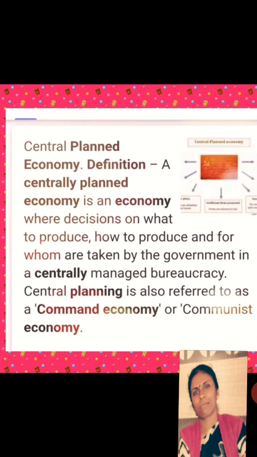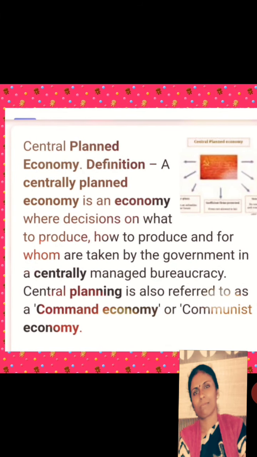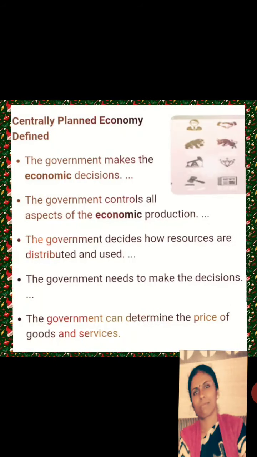Then what are the interesting features of the centrally planned economy? So there are 5 important features. The government makes the economic decisions, the government controls all aspects of production, the government decides how resources are distributed, the government needs to make the decisions, and the government can determine the price of goods and services. The government makes the economic decisions, basically what to produce, how to produce, and for whom to produce.